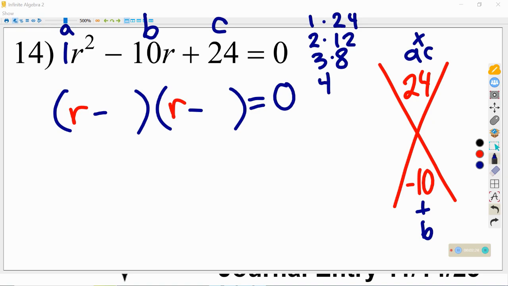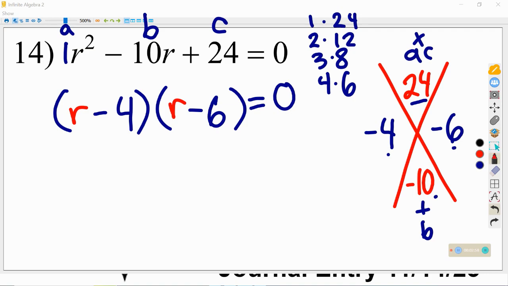All right, so we got 4 times 6. Now we're perfect. Because when this number is positive, we'll be looking for 2 numbers that have a sum of 10, and in this case, both of them would be negative. So when I do negative 4 and negative 6, that gives me negative 10, and multiplying a negative times a negative gives me a positive 24. So in this case, we'd have negative 4 and negative 6.